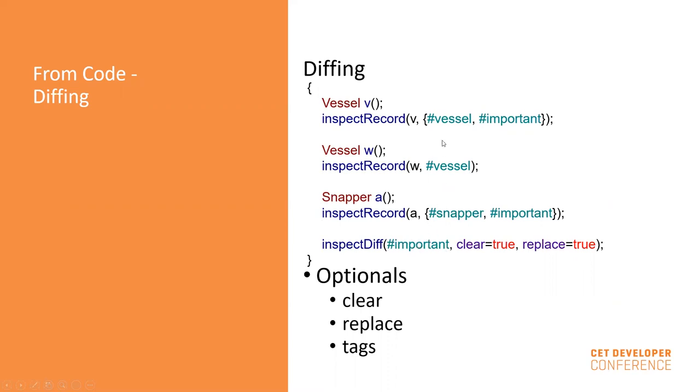So I'll actually be diffing my vessel v and my snapper a. And you can see that I have these two optionals here, clear equals true and replace equals true. Clear means that I'm going to clear the backlog of records. So I'll have no records after I run this. Just so if I'm running a lot of diffs over and over again, that I no longer have this huge saved records of a bunch of V's and a bunch of A's here.